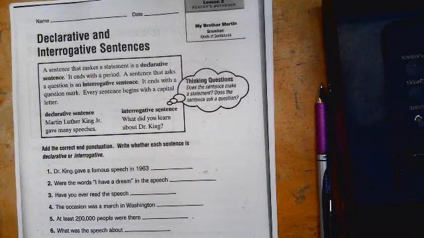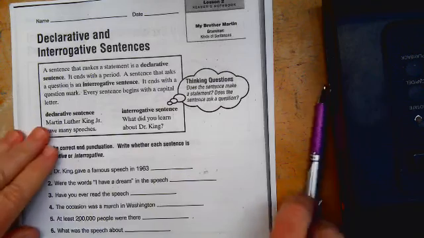So we're going to talk about 2 kinds of sentences. We learned last week that all sentences have to have a subject and a predicate. And now we're going to look at sentences that have those things. So the first 2 sentences we're going to look at are declarative sentences and interrogative sentences.